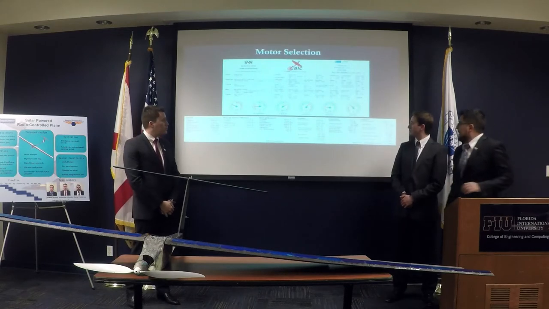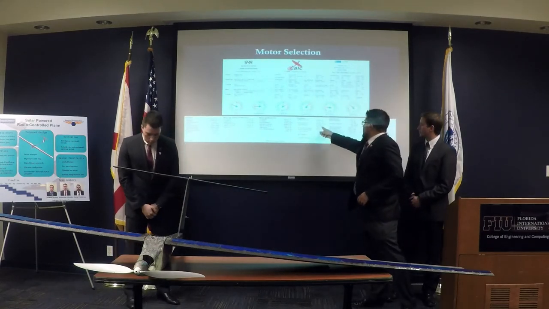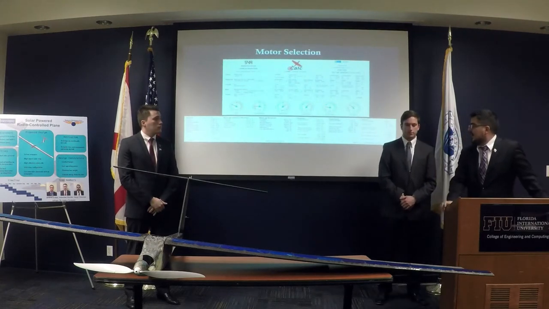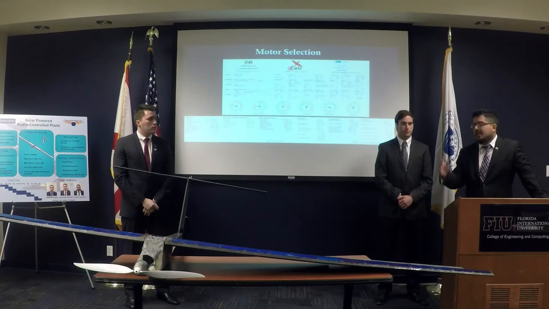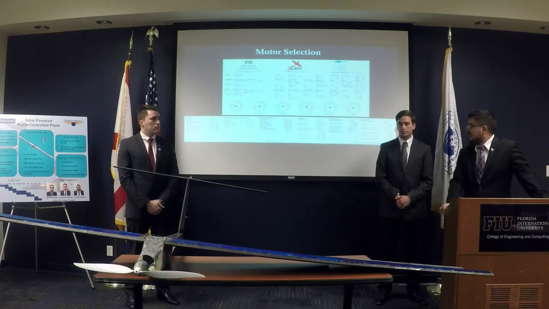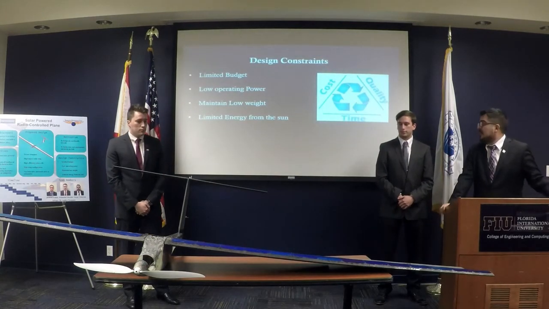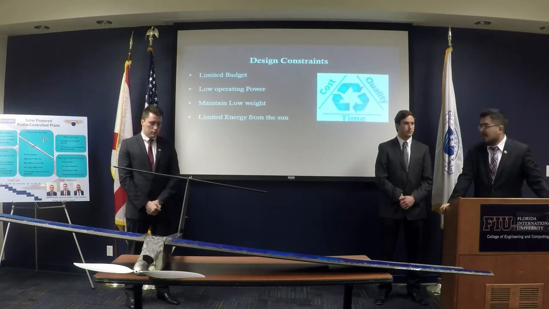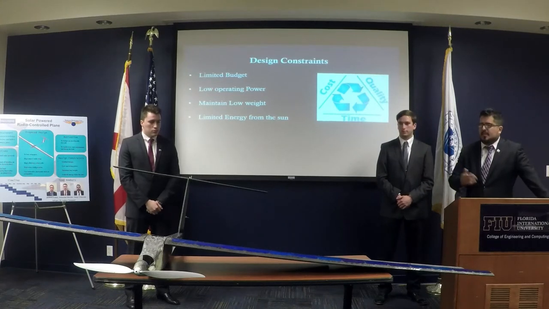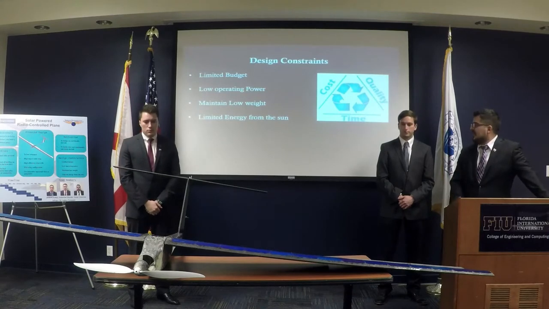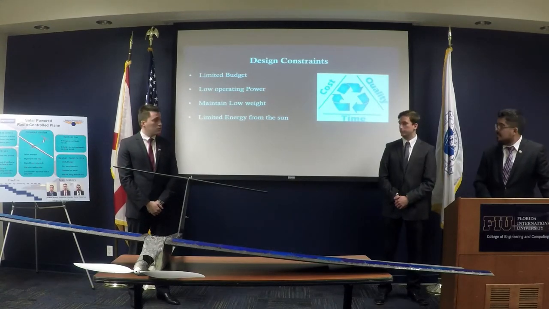Here is our motor selection. As you can see here, we got 2796 using ECOM software. When we did our static testing, not in this slide, we got 2770, so it's pretty good compared to what we expected. And then our design constraints: we had a limited budget, limited time, low braking power, and we wanted to maintain low weight. Actually right now we're looking at 16 pounds, originally we wanted 13 pounds, so we're fairly good there, and we have limited energy from the sun.